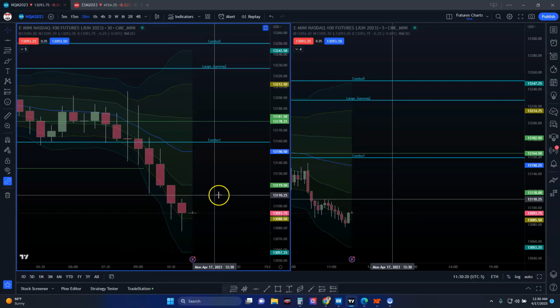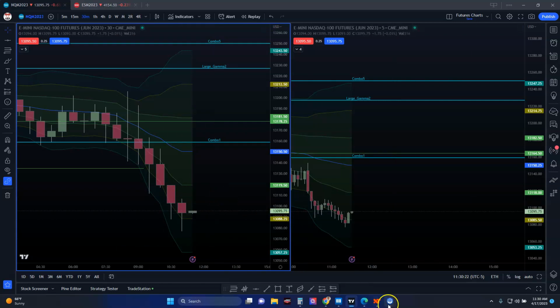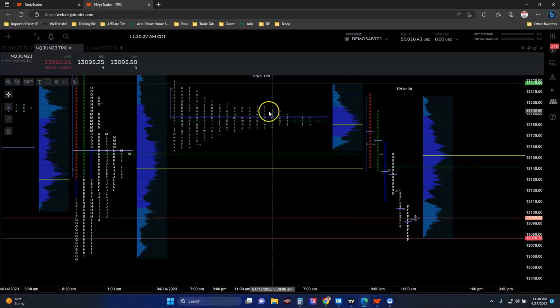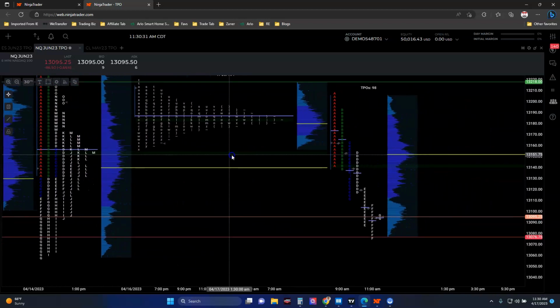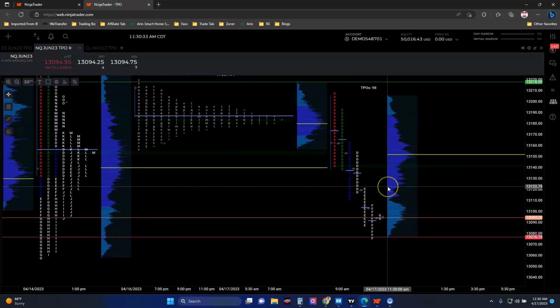Okay, looking for a reverse here, just because of what the market auction told me earlier when I came to the market and what I was anticipating based on a lot of knowledge and studying on auction market theory. So that's what I'm kind of looking for.